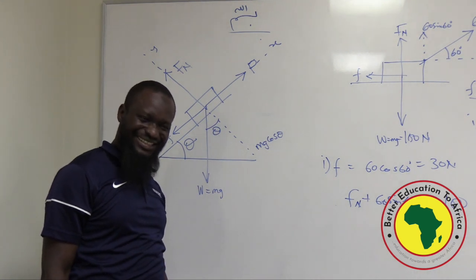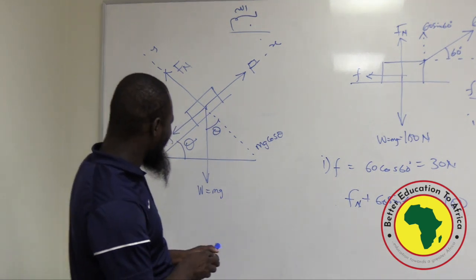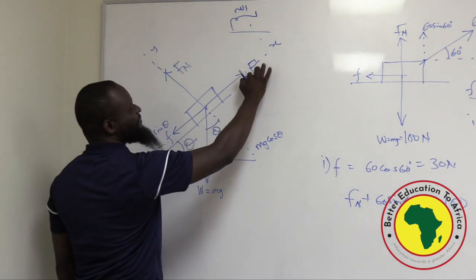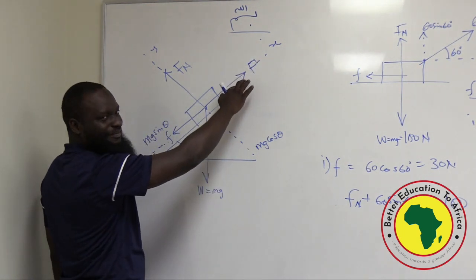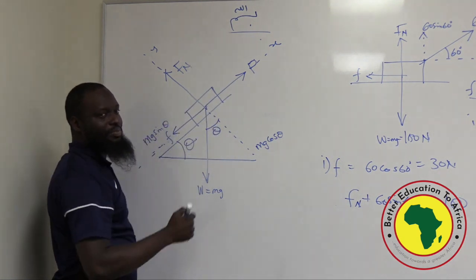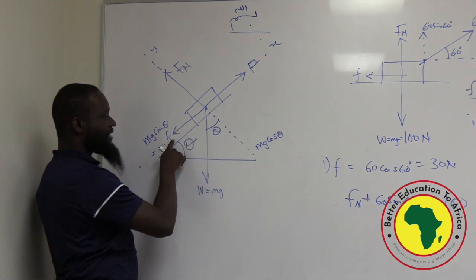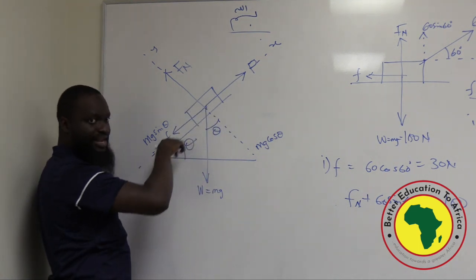Do you understand? Okay. So if I have a force P trying to pull this object up at constant speed, that force P will first of all balance mg sin theta, and at the same time balance the frictional force.